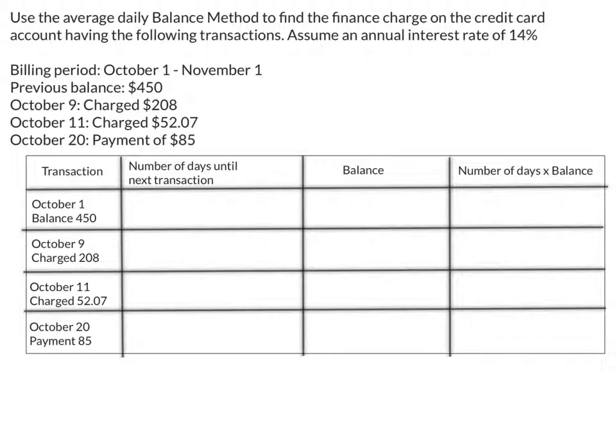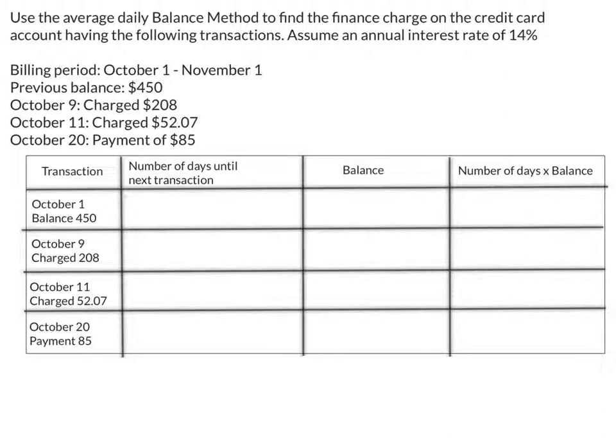So for this problem, we'll use the average daily balance method. To do that, we first want to create a chart. The first column of our chart represents all the transactions in the month. The second column is the number of days until the next transaction. The third column is the balance, and the fourth column is the number of days times the balance.